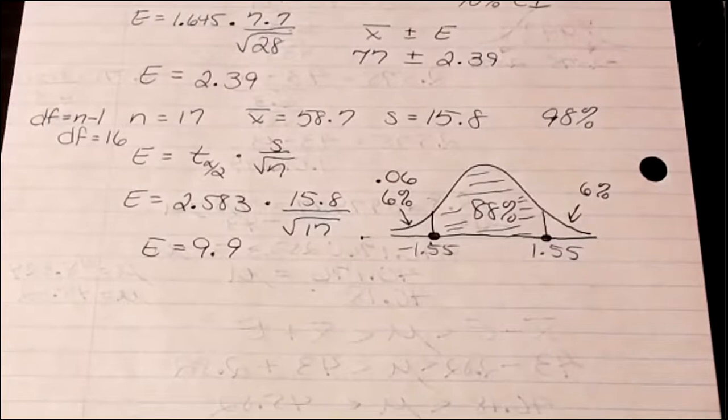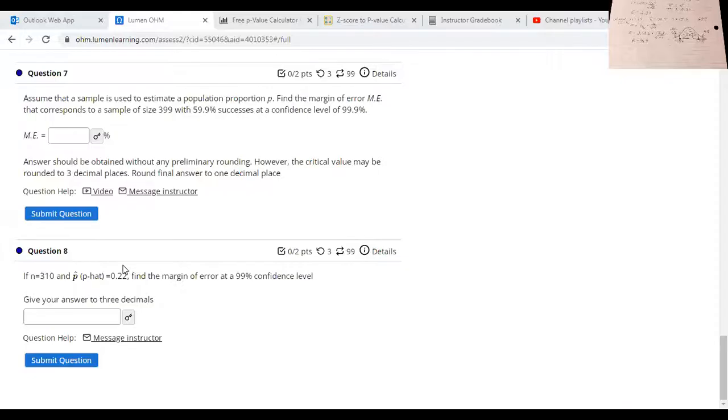Okay. Awesome. There was another question you asked for number 8. So we have, and let me write this down. We have that n is 310. We have that p hat is equal to 0.22. And we want to find the margin of error at the 99% confidence interval.